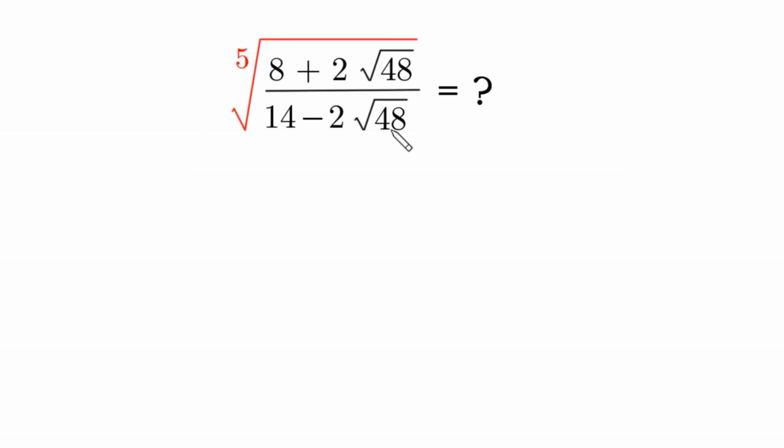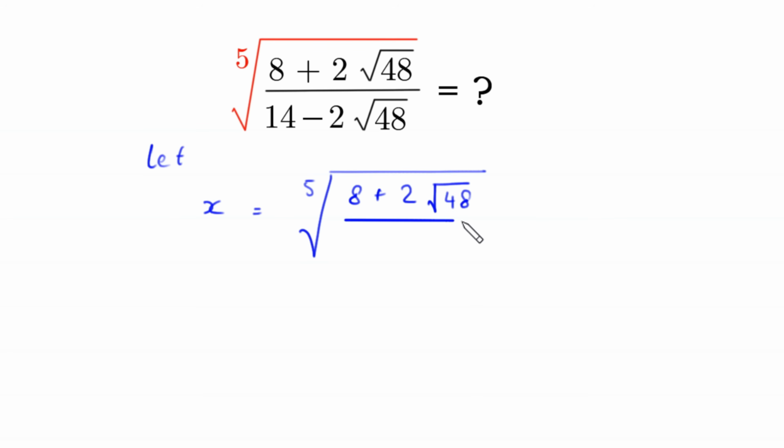Fifth root of 8 plus 2 times root 48 divided by 14 minus 2 times root 48. So let's start. Suppose that x is equal to the fifth root of (8 plus 2 times root 48) divided by (14 minus 2 times root 48).